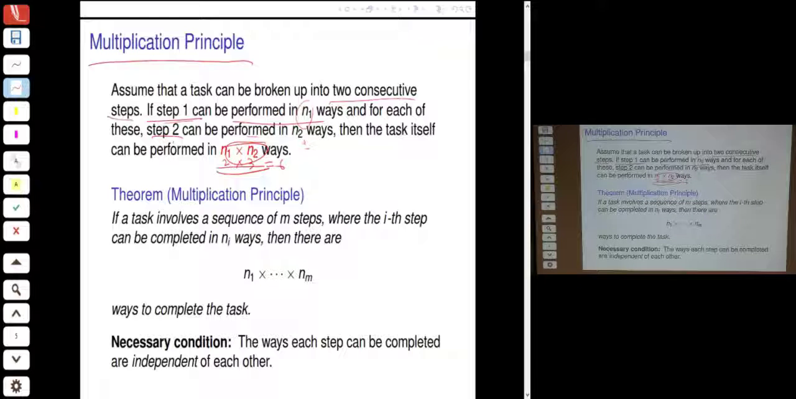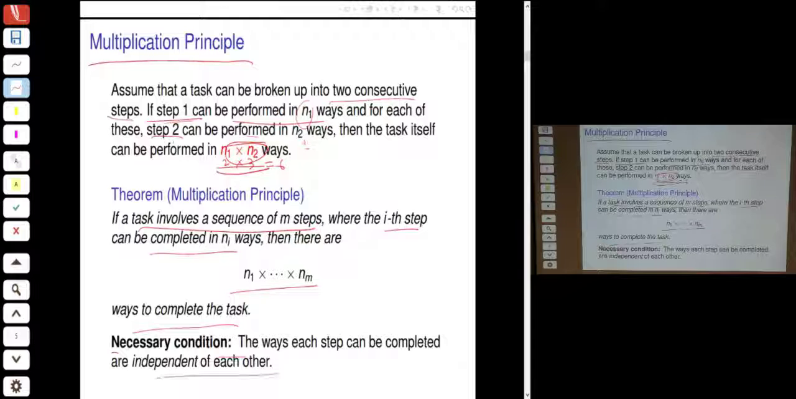So coat and hat was just 2 steps, coat, hat and belt 3 steps, and in general you can think of a task involving a sequence of m steps, and if the ith step can be completed in n_i ways, then there are a total of n1 times n2 times up to nm ways to complete the task. Okay?